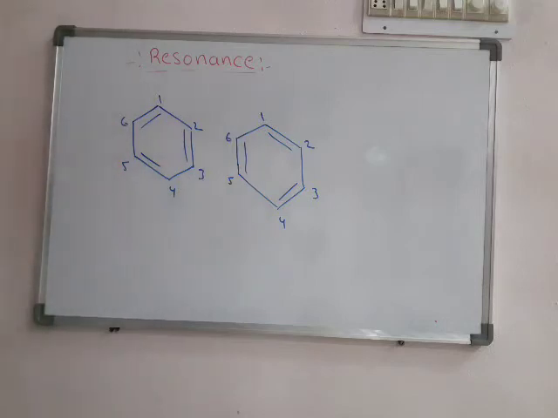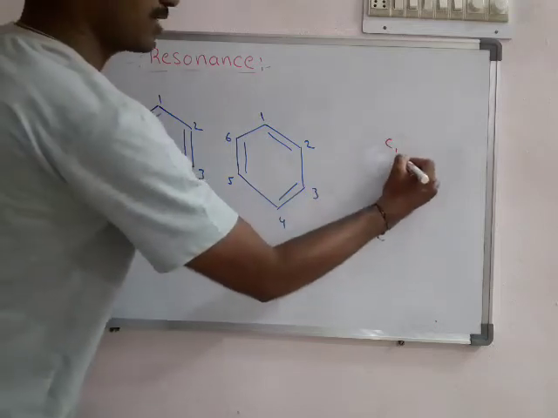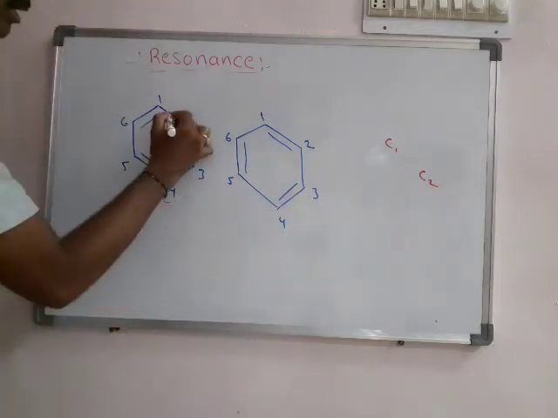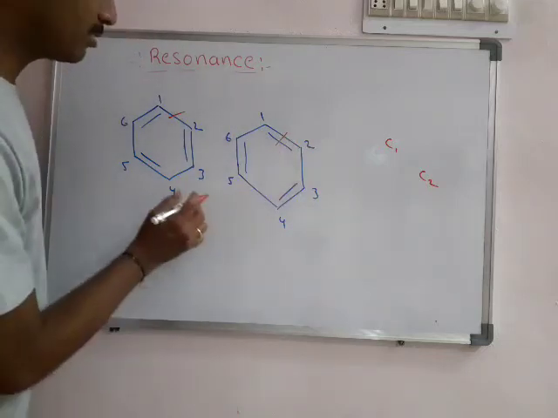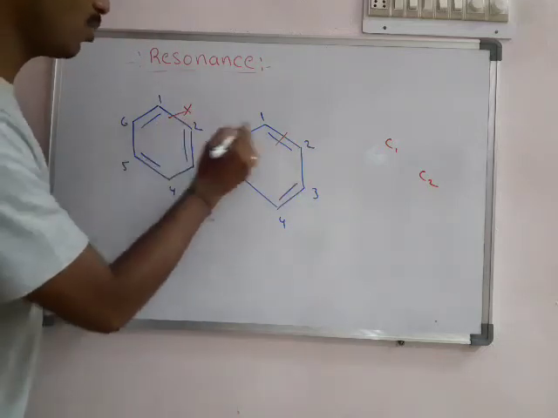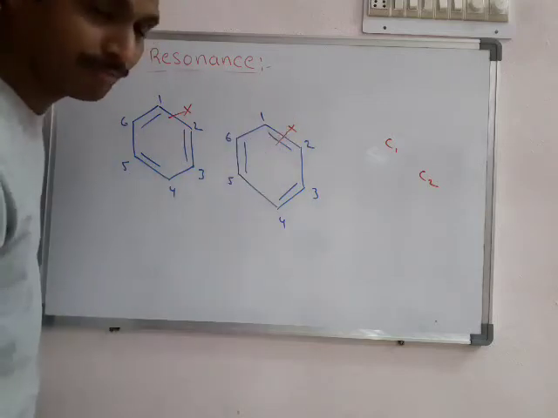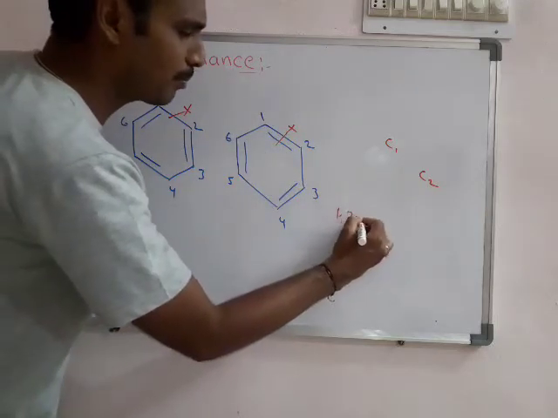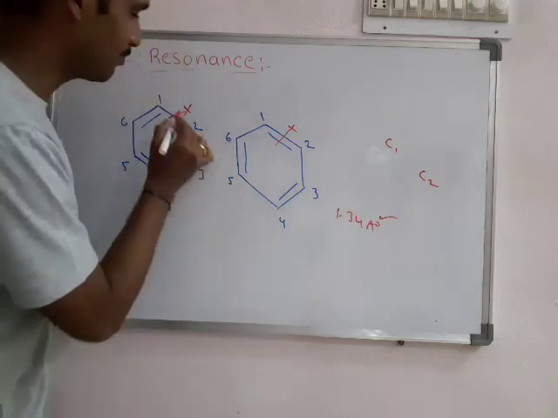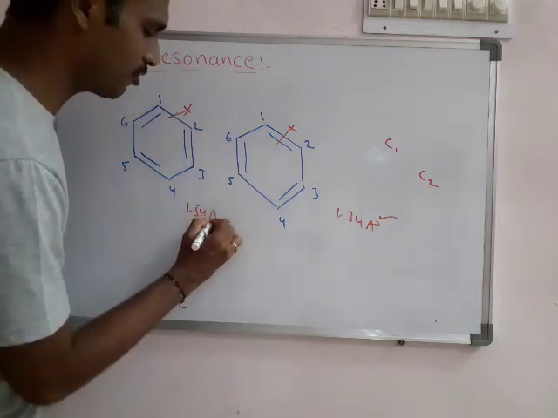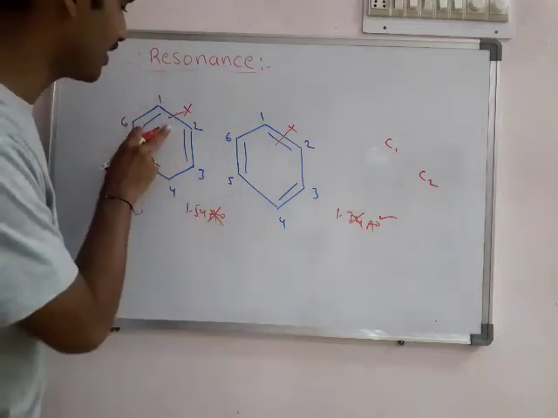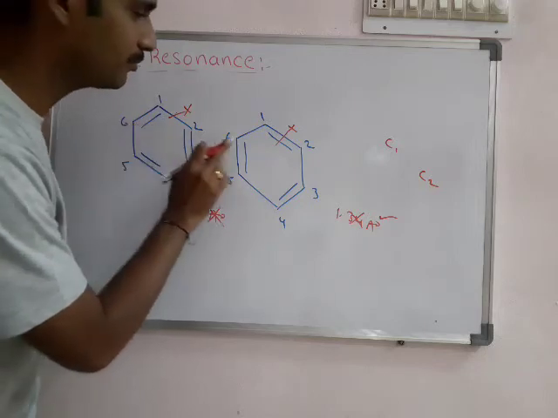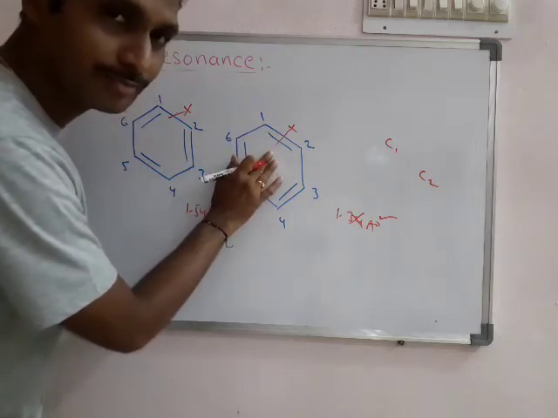So think here, what is the bond present between the first carbon and second carbon? It is a single bond, but here it is a double bond. It means it is not a permanent single bond, it is not a permanent double bond. A permanent double bond we fix as 1.34, and a permanent single bond we fix as 1.54. But it is not like that. Why? Because there is no fixed single bond, there is no fixed double bond.